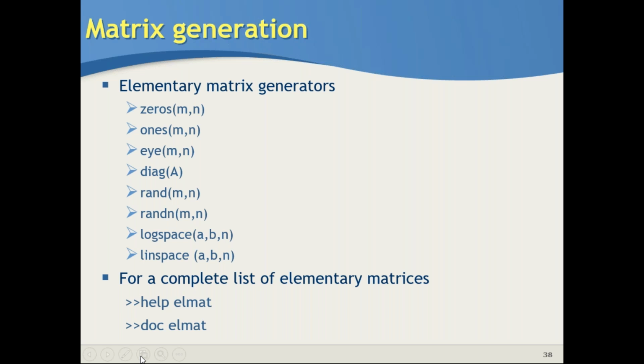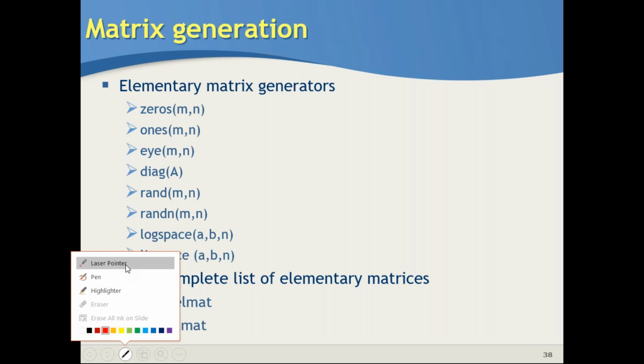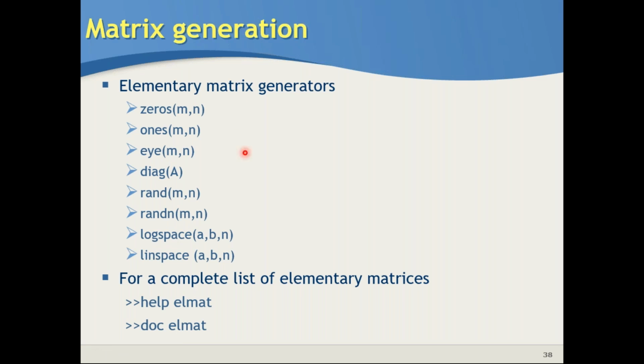As you can see in this particular slide, there are several functions. These functions are called elementary matrix generator functions. The first function is the zeros function. This function is used to generate a matrix of 0s. So this will generate an m cross n matrix, and all the elements will be 0 in that. Then the next function is ones. If you need a matrix with all the elements as 1, you just need to use this particular function once, and you have to give the size of that matrix.